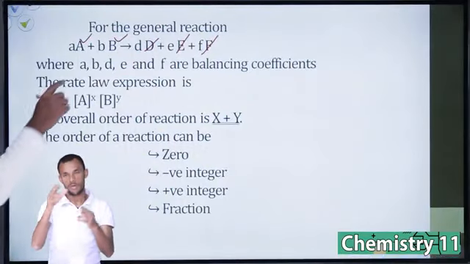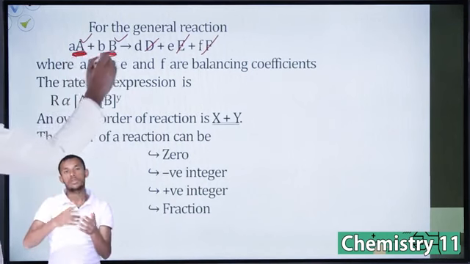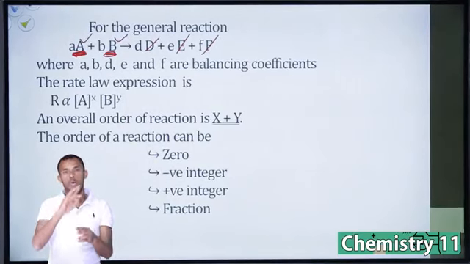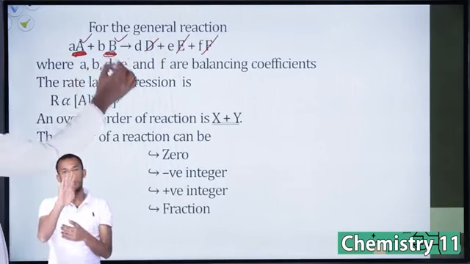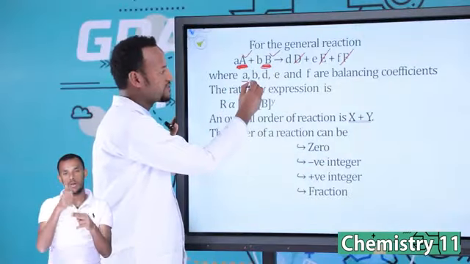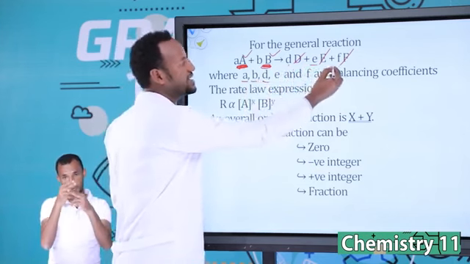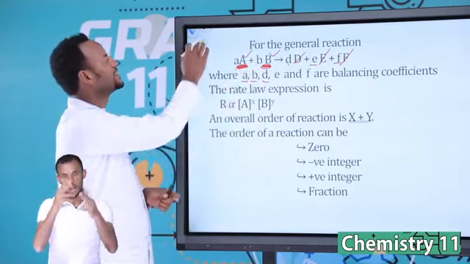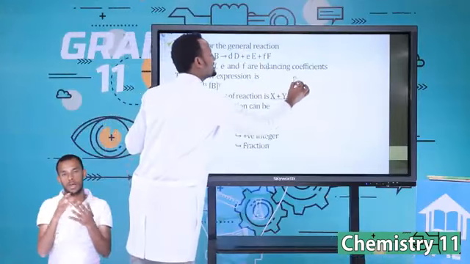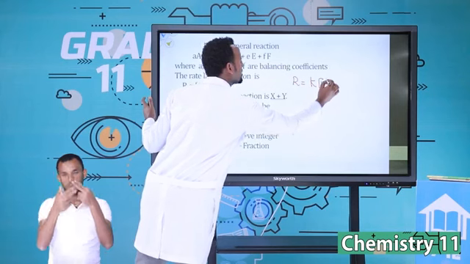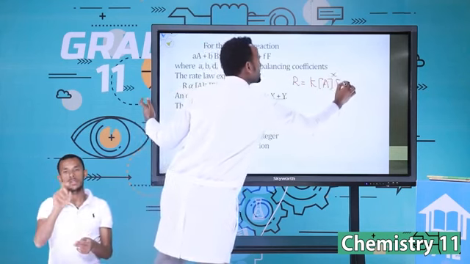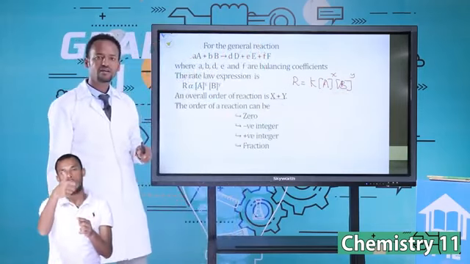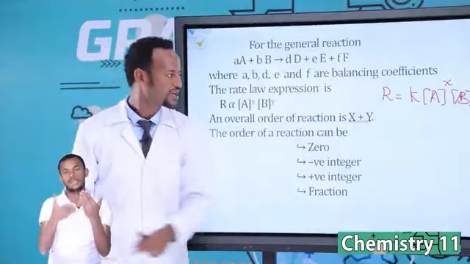The rate of a chemical reaction depends on the concentrations of capital A and capital B, because rate depends on the concentrations of one or more reactants. Small letters a, b, d, e, and f are balancing coefficients. The rate law expression for this reaction is rate equals K [A] to the power of X, [B] to the power of Y. But X is not a, Y is not b. This is simply the rate expression.